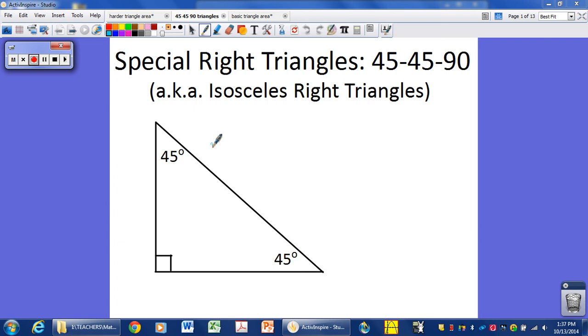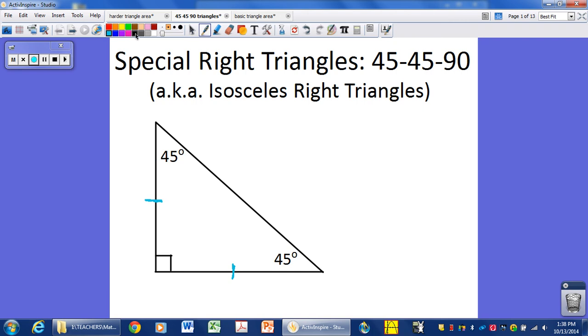Now hopefully you've already learned that if a triangle has two angles that are equal, that triangle is an isosceles triangle. Because if you have two angles that are equal, that means the sides across from them must also be equal. Which is why these special right triangles that are 45 degrees, 45 degrees, and 90 degrees are sometimes called isosceles right triangles, because they have two equal legs. So it turns out that special right triangles are called special because they have very unique side length relationships.